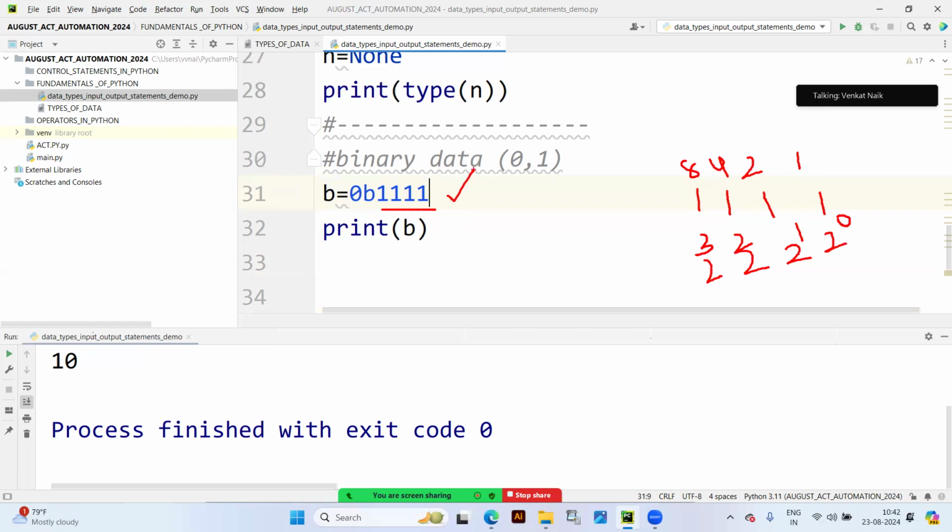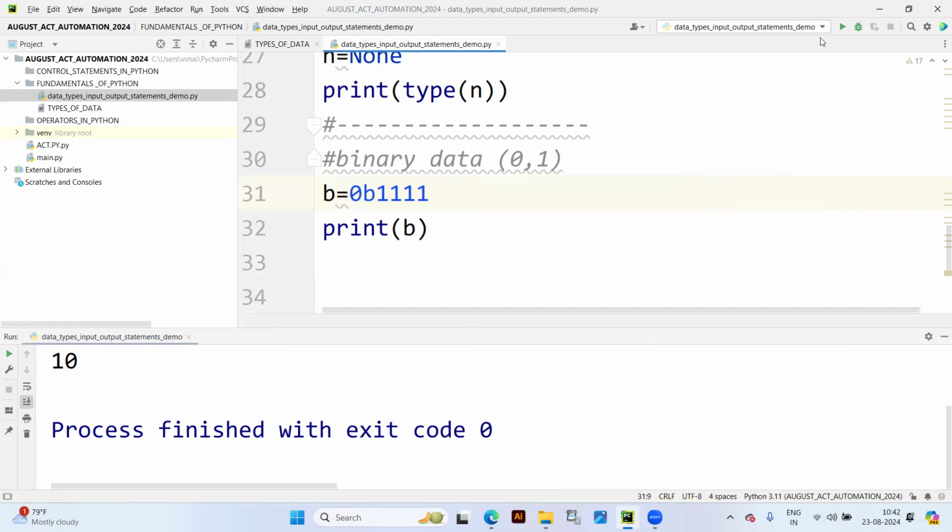Correct? Now you see the output, what is the output going to be displayed to you? 15. The system is also aware that 1111 is equivalent to 15. Correct? How do you obtain it? We have to follow the binary number system, which is base 2.